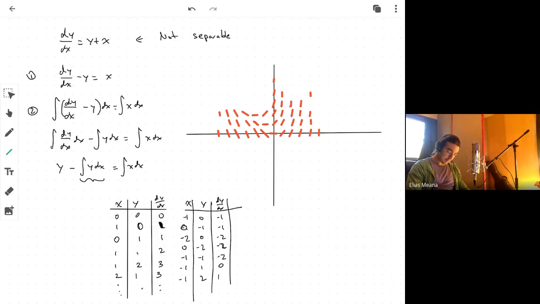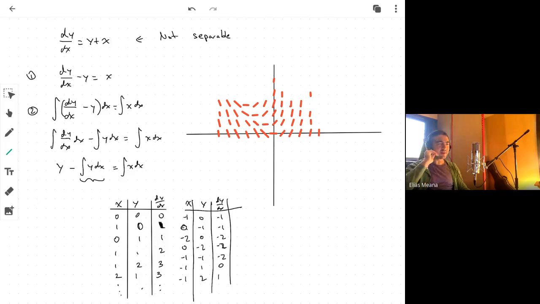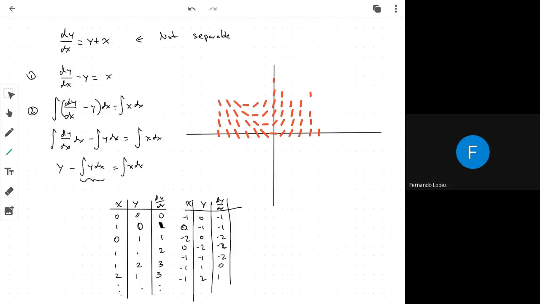Okay, then one more point here. And then we could have a gradient of 2 first, then a gradient of 1, then a gradient of 0, and then a gradient of -1. Are they symmetric through the line y is equal to -x?